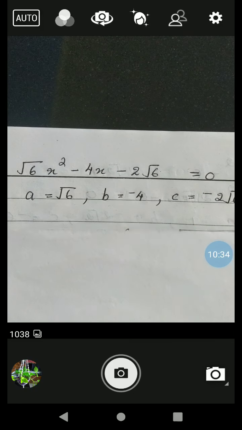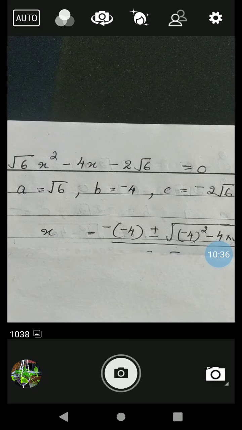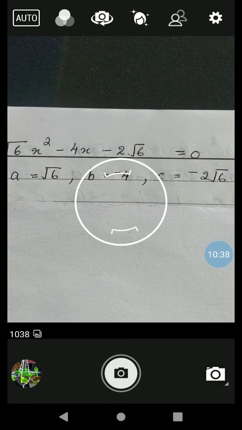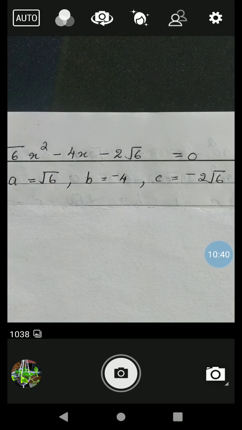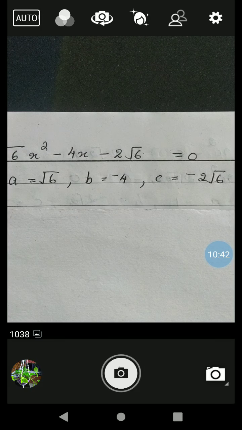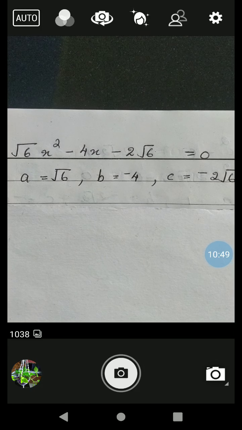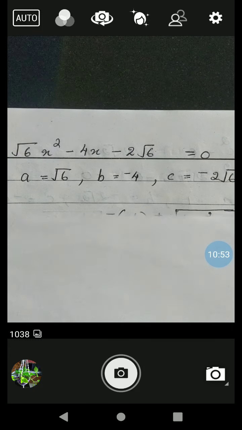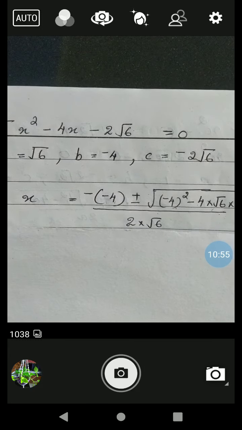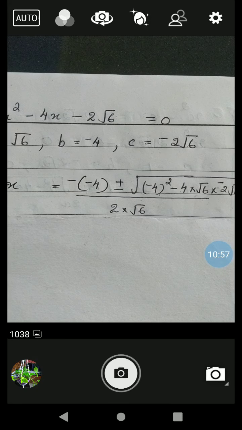Then write the formula. You have to write the formula. x is equal to minus b plus or minus root of b square minus 4ac divided by 2a. And substitute correct values in the correct formula. You will get this step. Now just simplify this.